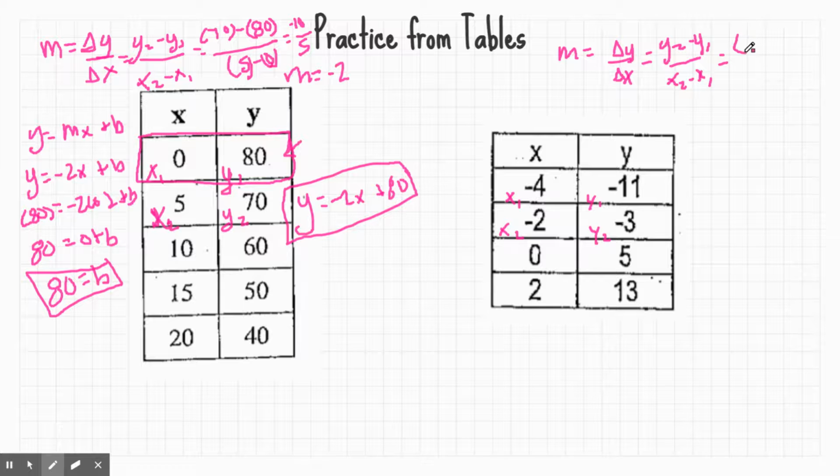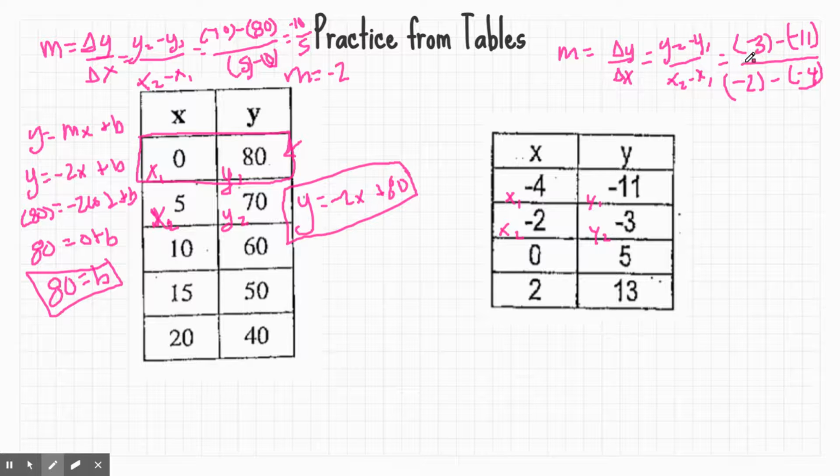Okay, so then I'm going to give you negative 3 minus negative 11, all over negative 2 minus negative 4.